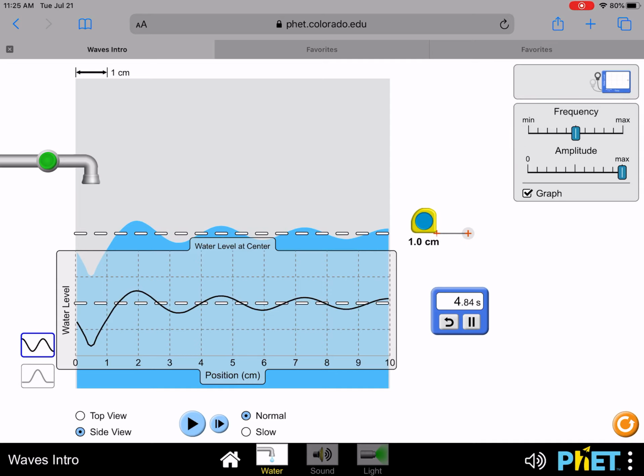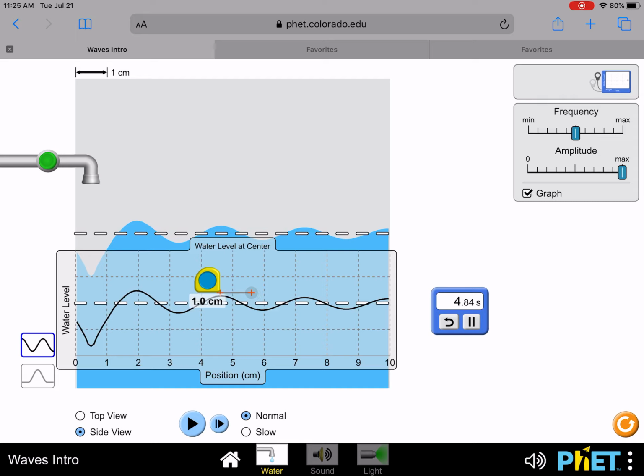The first thing I can do is bring down this little ruler and measure a wavelength. Now remember, a wavelength is from one position to the same identical position on the next wave. So I'm going to go to the crest. I'm going to move this down here to this crest, which is right about here. It's a little bit tricky to get this, but I will do the best that I can. I need to put my graph back on, right about there.